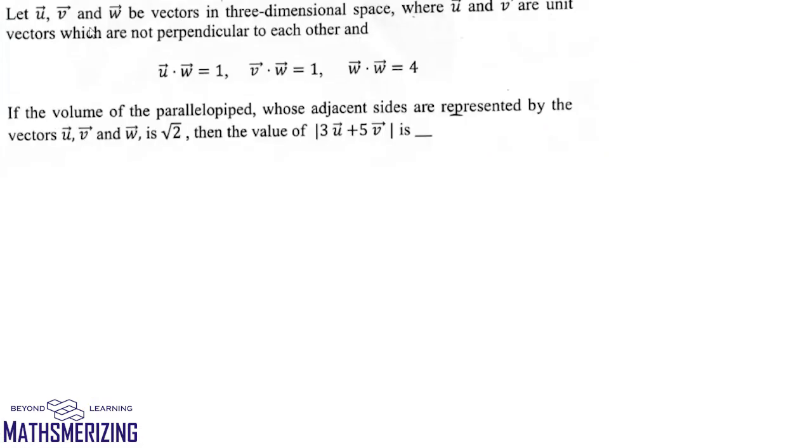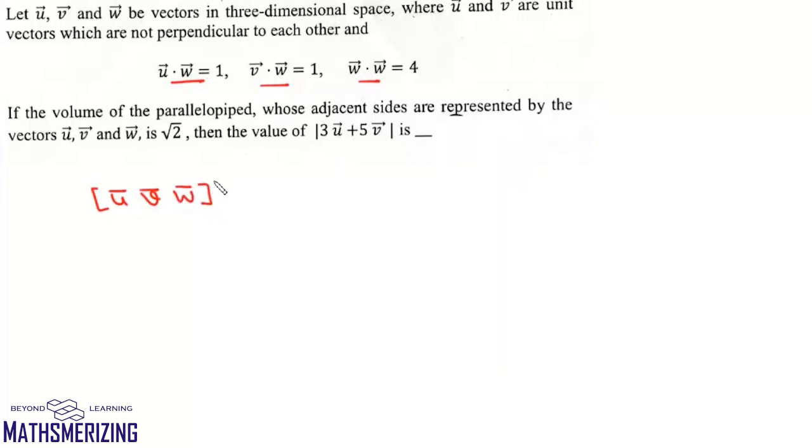Now the question is, let u, v and w be vectors in 3-dimensional space where u and v are unit vectors which are not perpendicular to each other, and u dot w is 1, v dot w is 1 and w dot w is 4. Now it says if the volume of the parallelepiped whose adjacent sides are represented by u, v and w is root 2, then we need to find this value.